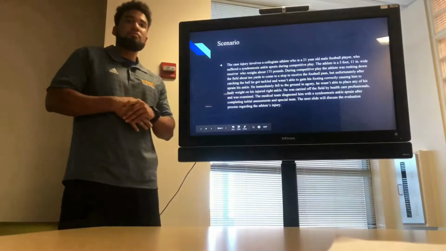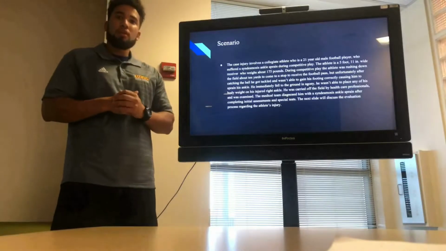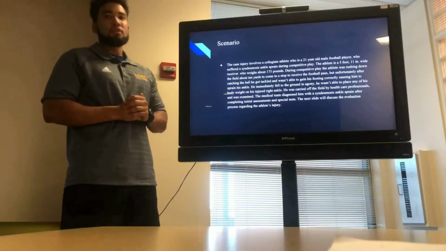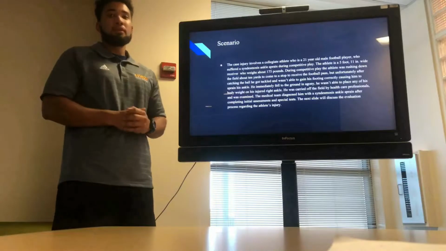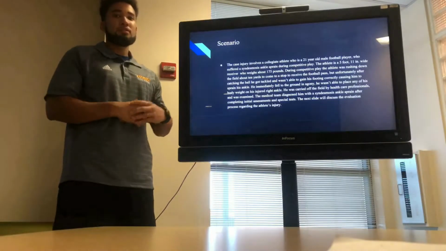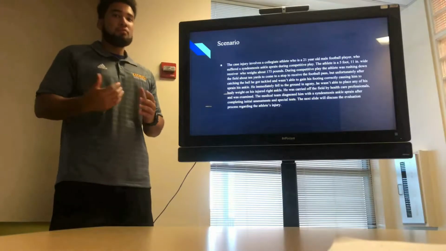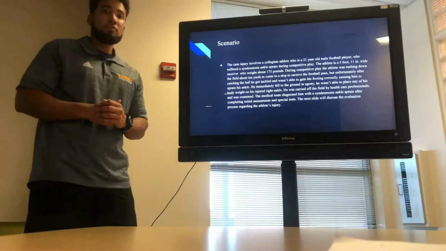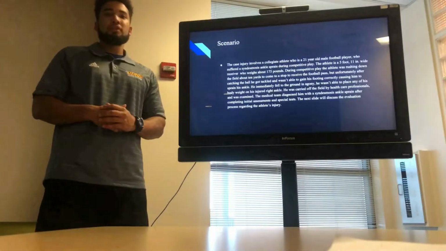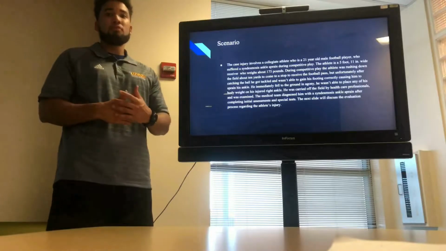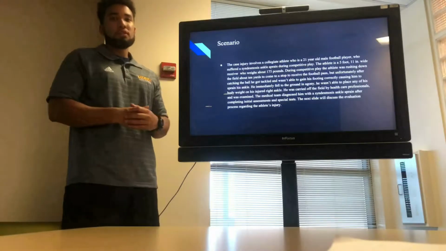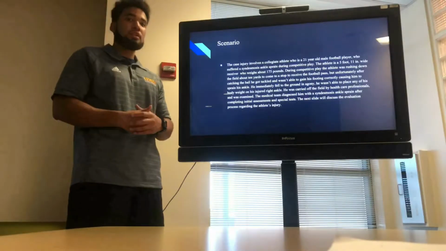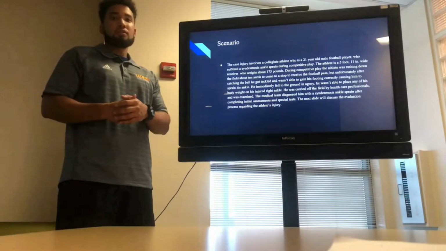So the case injury involves a collegiate athlete who is 21 years old, a football player who suffered a syndesmosis ankle sprain during competitive play. The athlete is 5'11", as I said before, a wide receiver who weighs about 175. During competitive play, the athlete was rushing down the field about 10 yards to come to a stop to receive the football pass. But unfortunately, after catching the ball, he got tackled and wasn't able to gain his footing correctly, causing him to sprain his ankle.